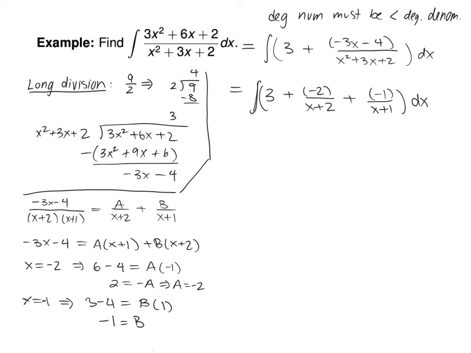So what's the antiderivative of 3? 3x, great. Next we'll have minus 2 times ln absolute value x plus 2. Don't forget the absolute values, okay? Because if you do, you're going to lose points, as you may have on your quiz. Minus ln absolute value x plus 1 plus C.